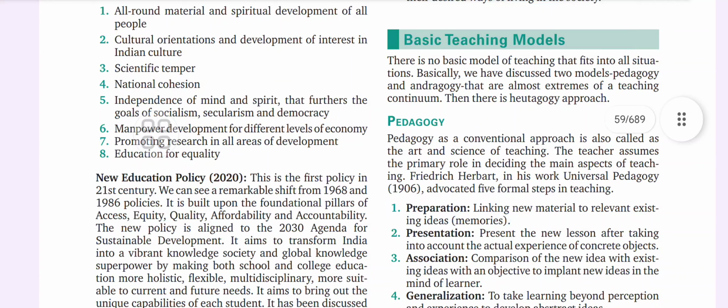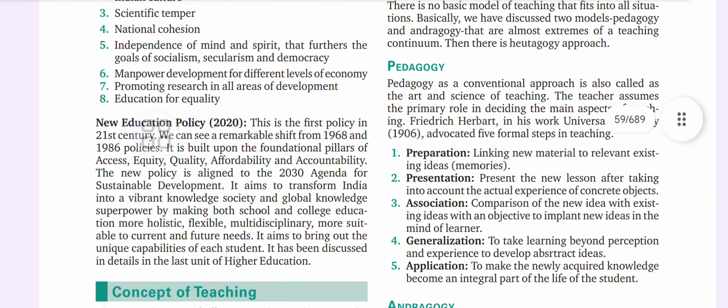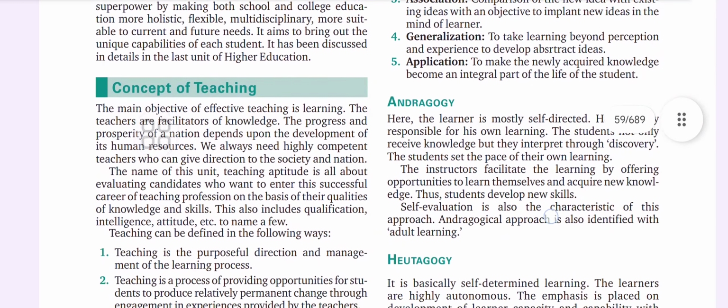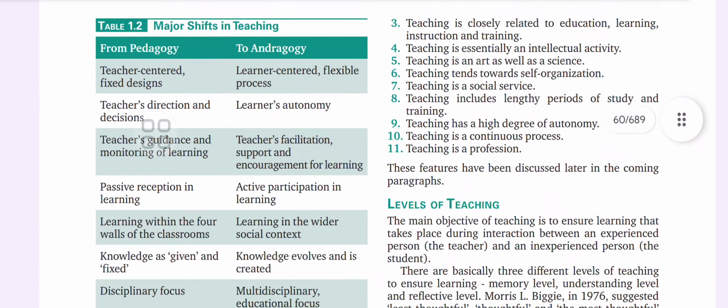Now there are certain basic teaching models. What are they? Pedagogy. Pedagogy means the conventional approach, which we can also call the art and science of teaching. The teacher assumes the primary role in deciding the main aspects of teaching. Johann Herbart in his work Universal Pedagogy advocated this. There is also the concept of teaching, heutagogy.